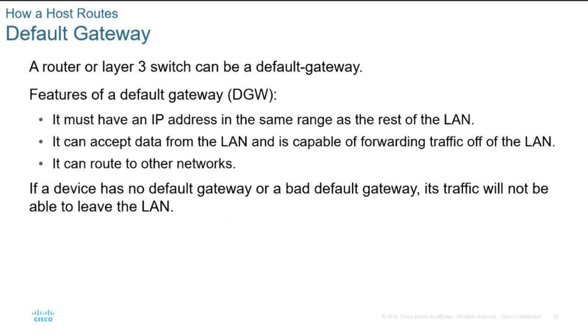So the features of the default gateway, or DGW: it must have an IP address in the same range as the rest of the LAN. It can accept data from the LAN and is capable of forwarding traffic off the LAN, and it can route to other networks. So if a device has no default gateway or a bad default gateway, its traffic will not be able to leave the LAN.